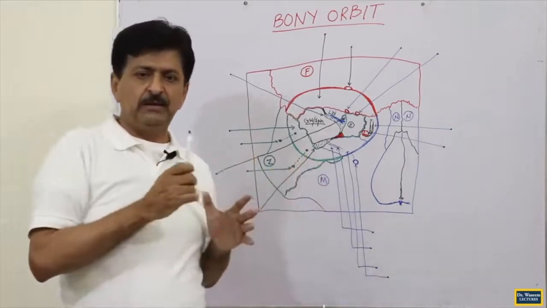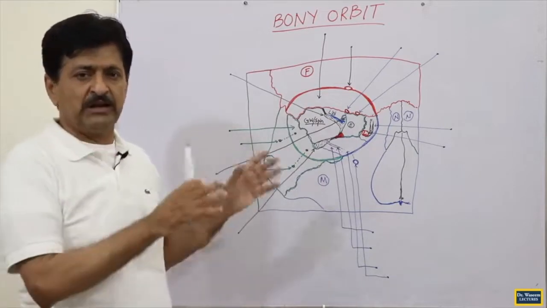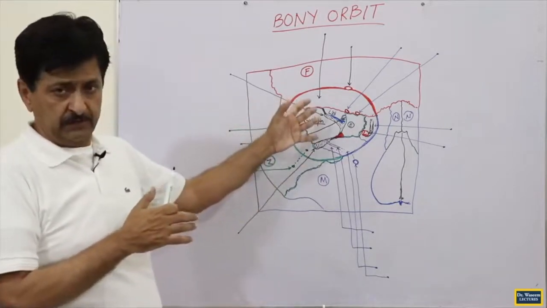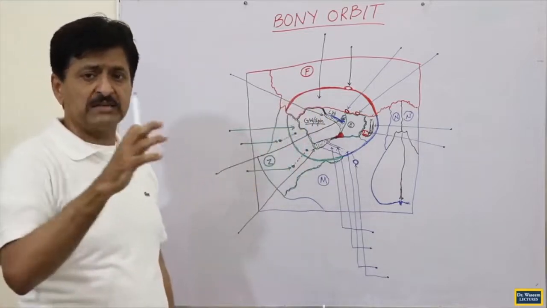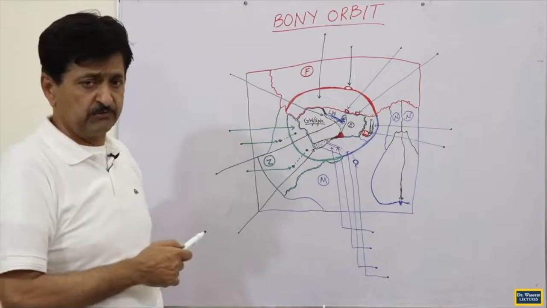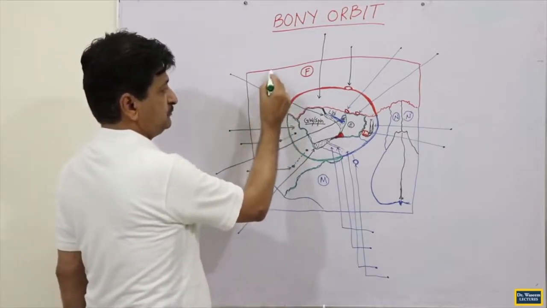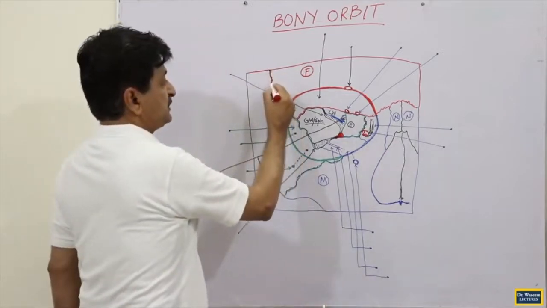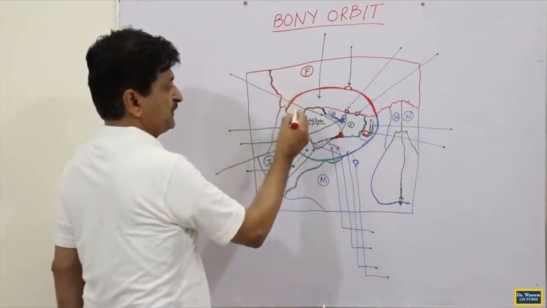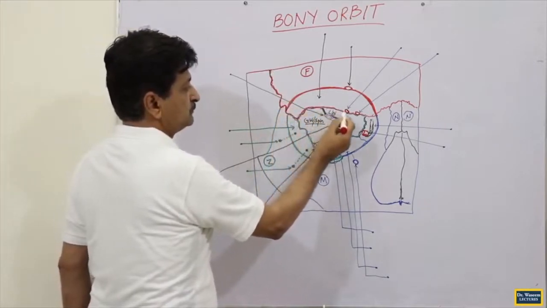So at least for these three bones, you should note their important landmarks. Then you will be able to understand how the walls and different boundaries of the orbit are formed. See, this red color which we are showing you here, this one, is the frontal bone. These are the margins of the frontal bone I am telling you about. This all is the frontal bone.